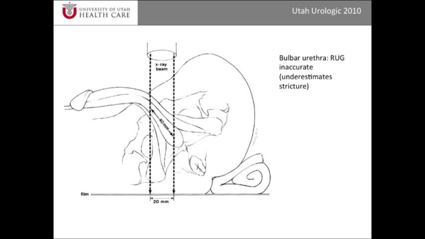The reason that the retrograde urethrogram and voiding cystourethrogram underestimate the size of the stricture is that you have this kind of oblique or angled view. So the x-ray comes down, but the urethra isn't dead perpendicular, and so you tend to look down the barrel of the urethra. And sometimes you can really underestimate the size of the urethral stricture.